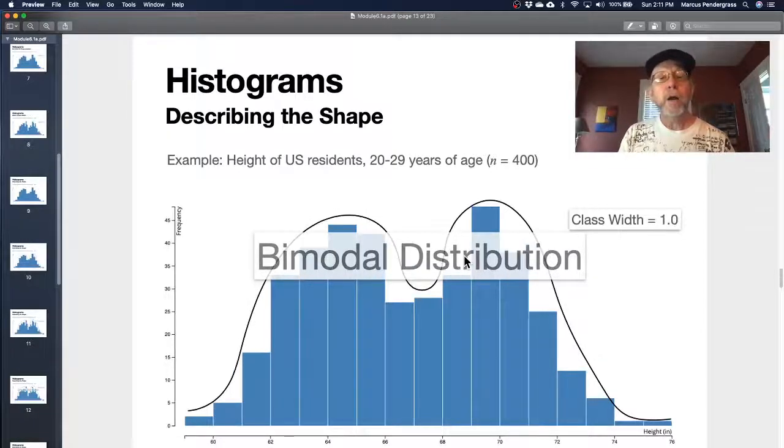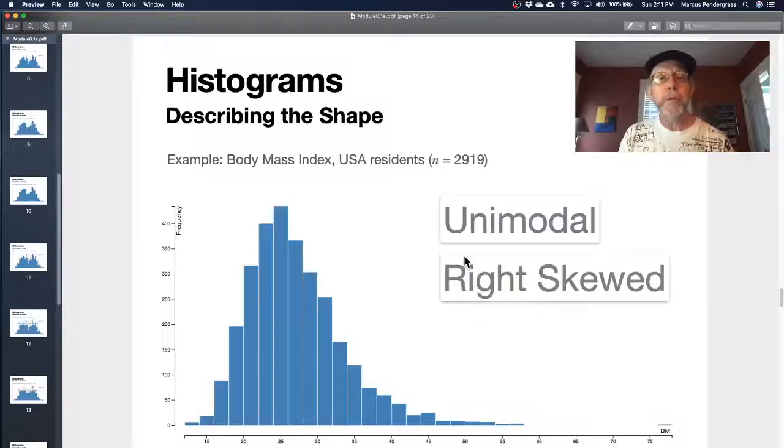There are various kinds of shapes we're going to be interested in, and let me just go through a few with some examples. This would be a unimodal distribution. There's only one major peak. This is a sample of almost 3,000 individuals, and we looked at the variable body mass index. And so this would be a unimodal distribution.